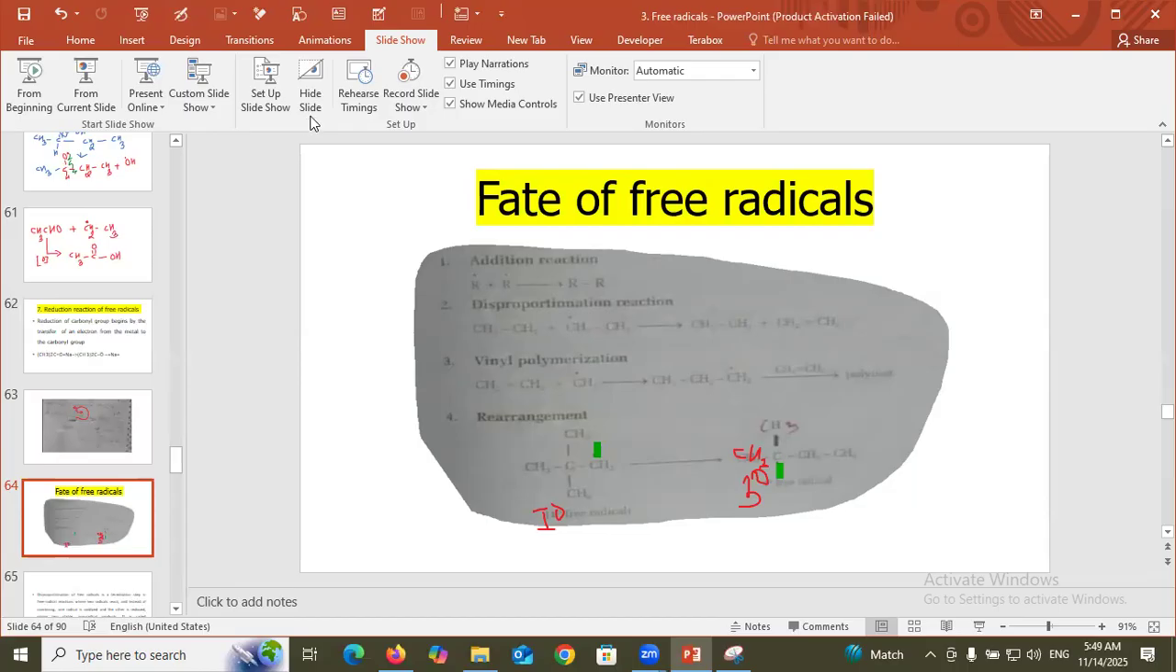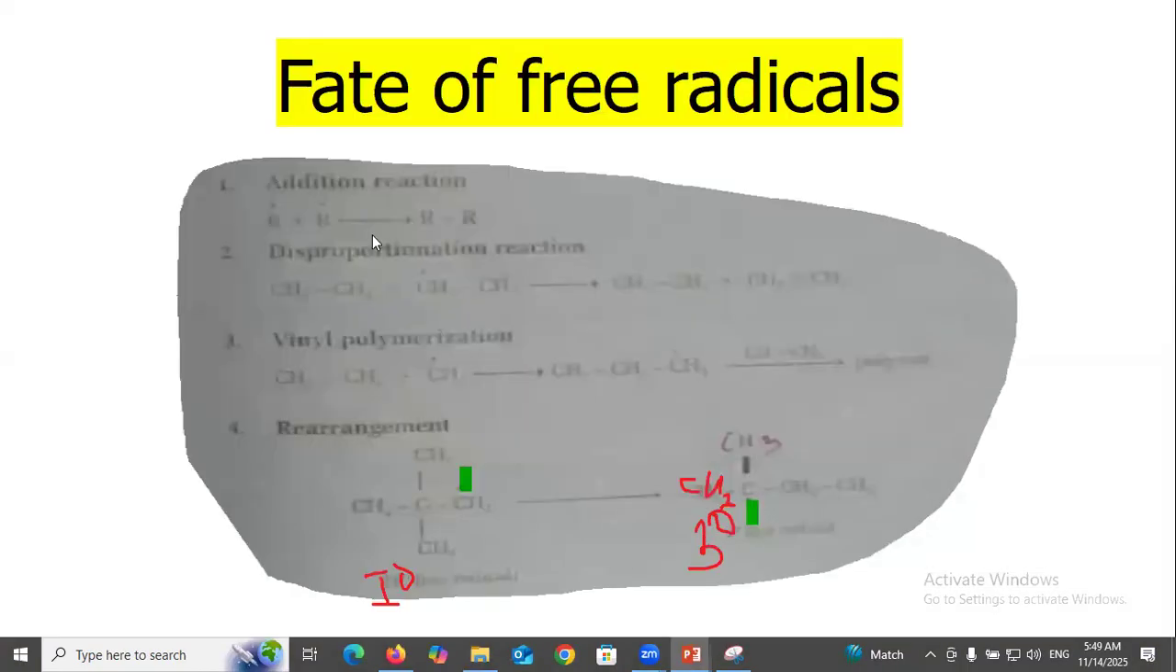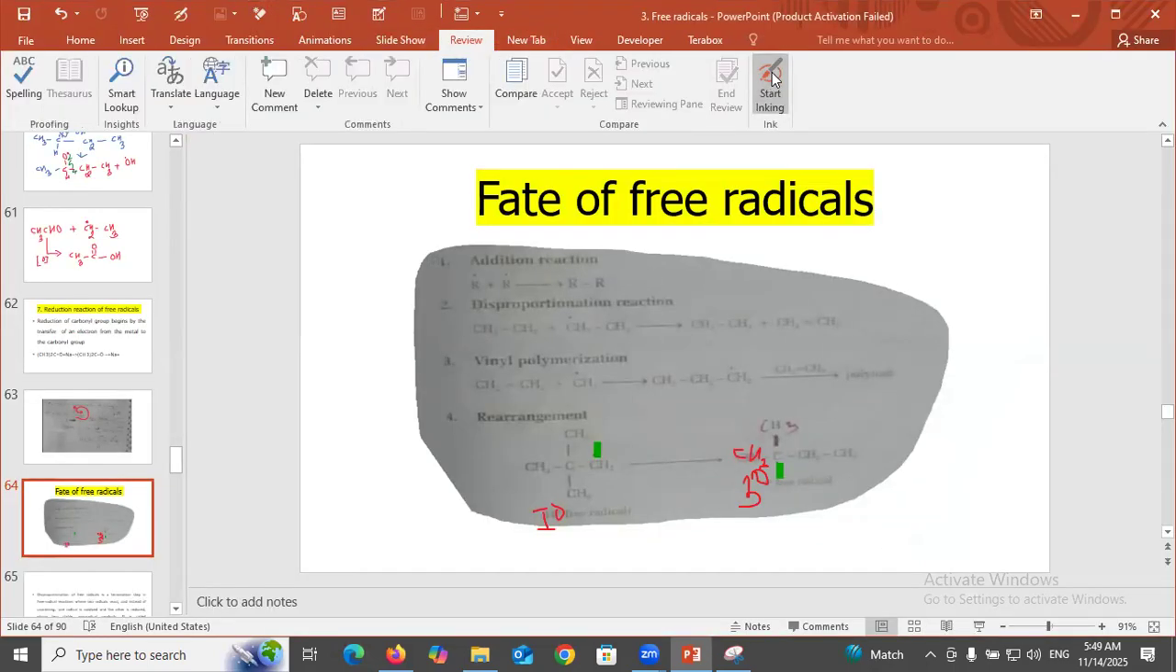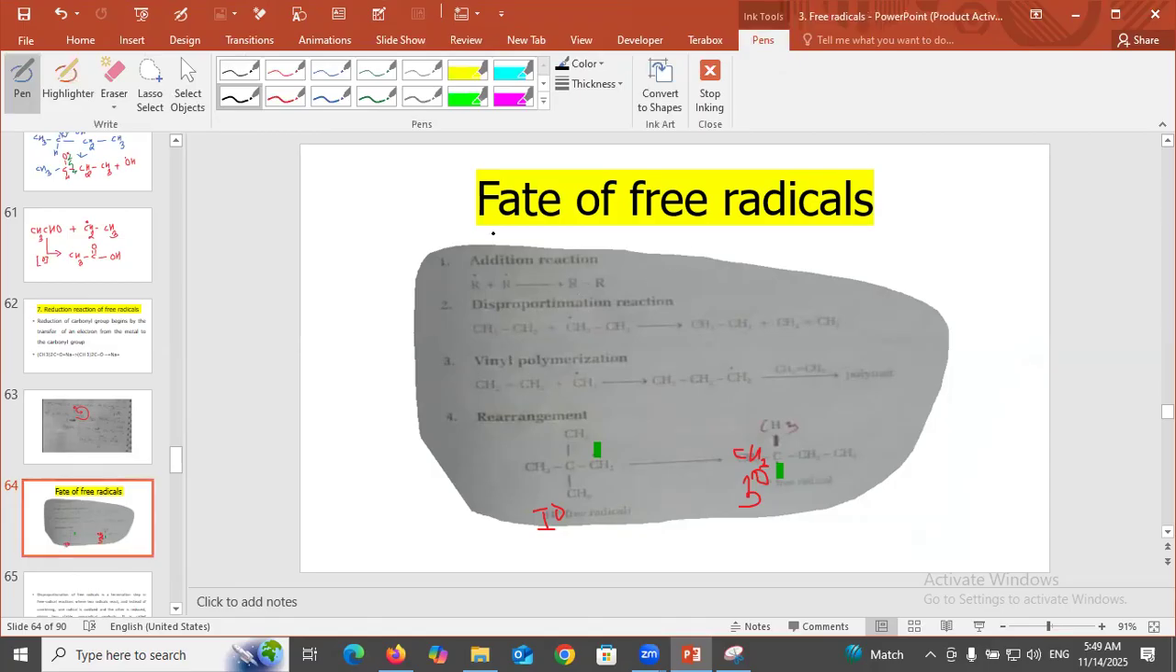Fate of the free radicals: addition reaction, disproportionation reaction, vinyl polymerization, rearrangement.